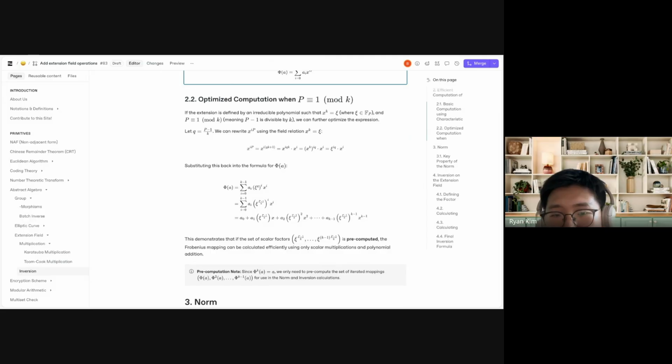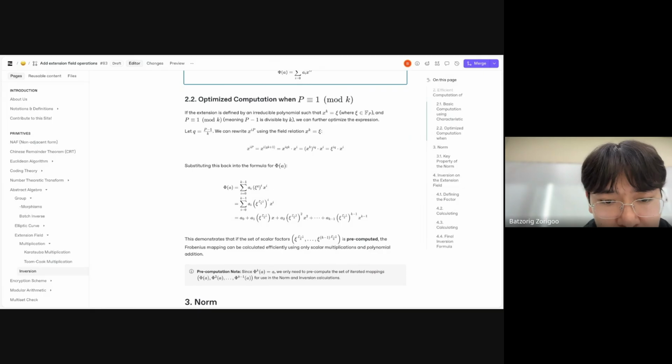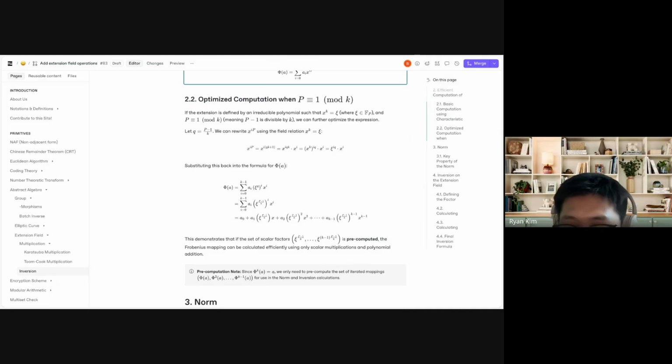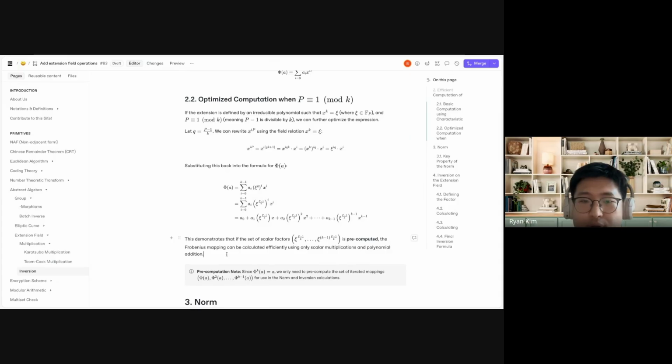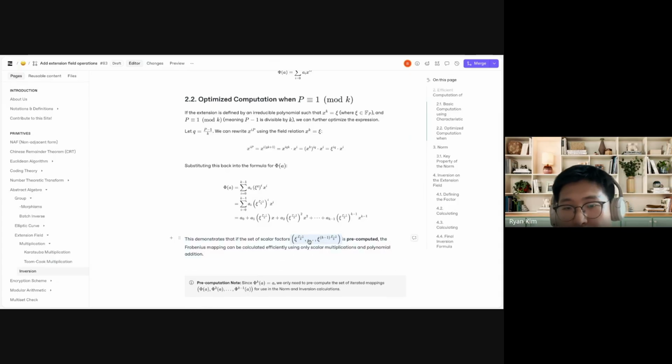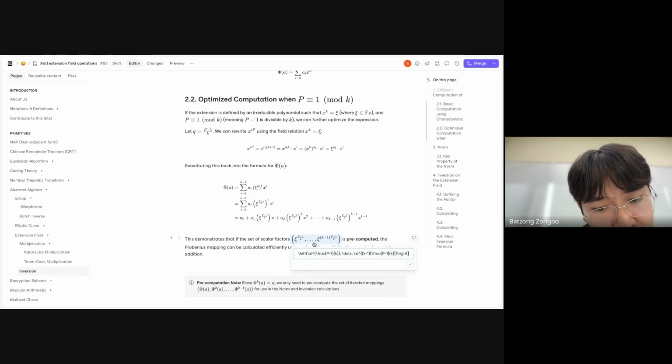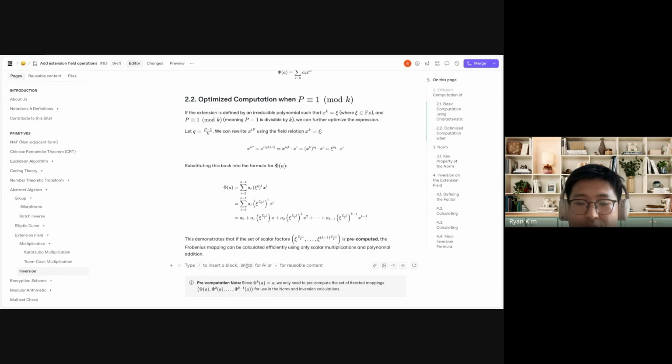Yeah, because we already computed the psi exponents, so we just need to compute a1 psi, a2 psi, a2 powers of psi, kind of like we just need that scalar multiplication, no? I don't understand your question. So what we compute is for the Frobenius mapping at the exponent of 1, right?